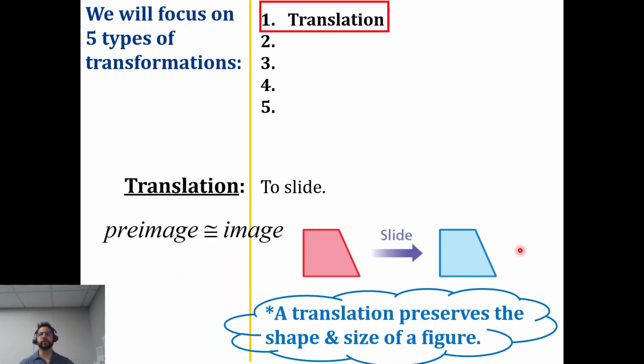Oh, look, we got our congruent symbol right there, just like from the other day. It's got the equal sign and the little wavy tilde on the top. Again, the pre-image is congruent to the image.